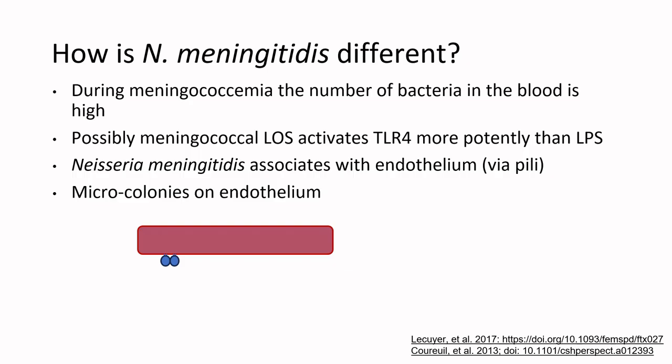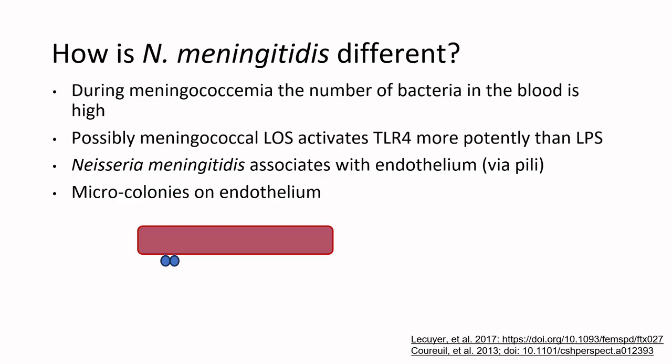Traditionally, an argument that's made for higher severity from meningococcus is that the LOS, the lipo-oligosaccharide, activates the toll-like receptor 4 more strongly than LPS. However, more recently, the focus is going to something else, and this is the attachment of Neisseria meningitidis to the endothelium. And this attachment probably mainly occurs through the pili, especially the type 4 pili.